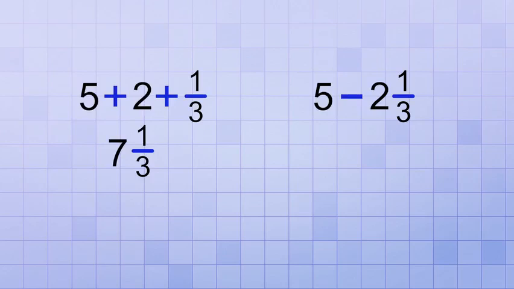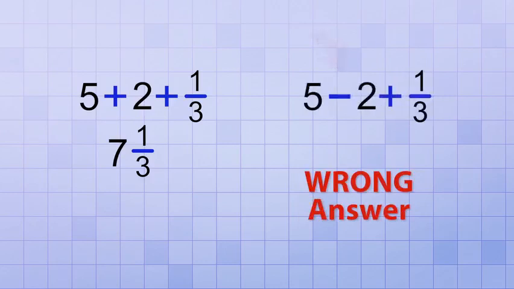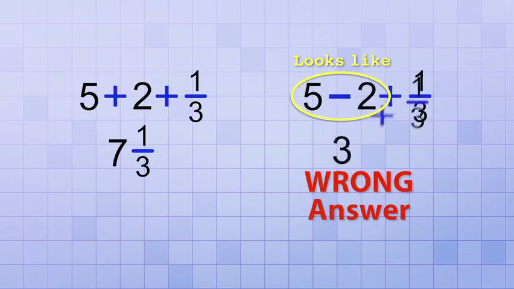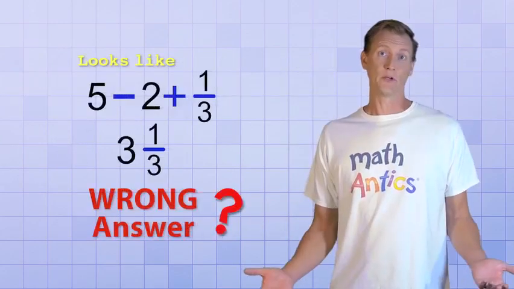But if we try to do the same thing with subtraction, we're going to get the wrong answer. If we rewrite 2 1/3 as 2 plus 1/3, it looks like we could just subtract the whole numbers. 5 minus 2 is 3, which leaves 3 plus 1/3, or 3 1/3, as the answer. But it turns out that's not correct. Oops. So what did we do wrong?